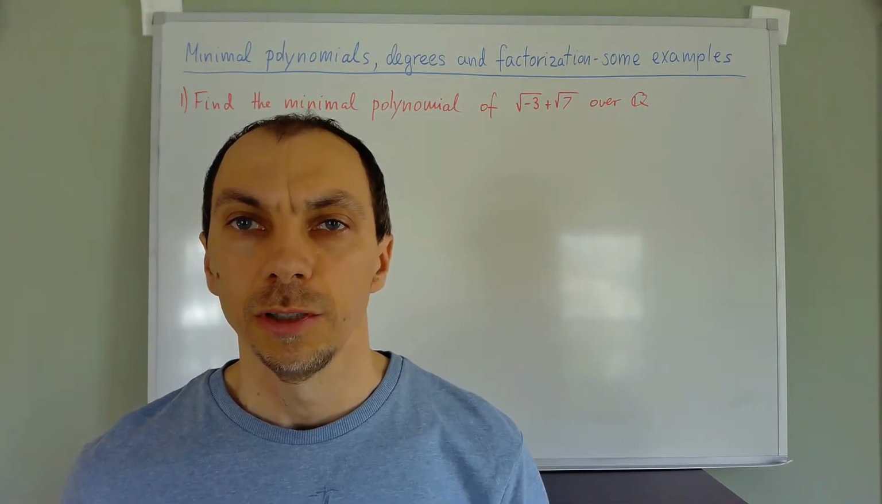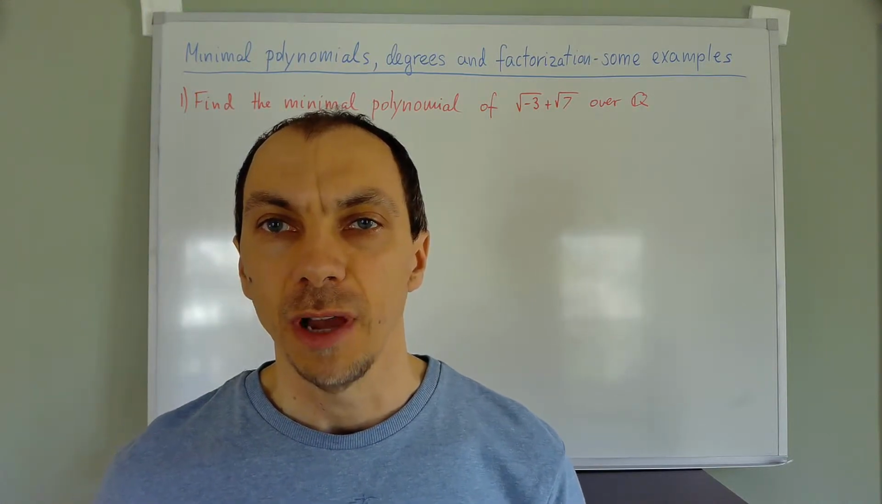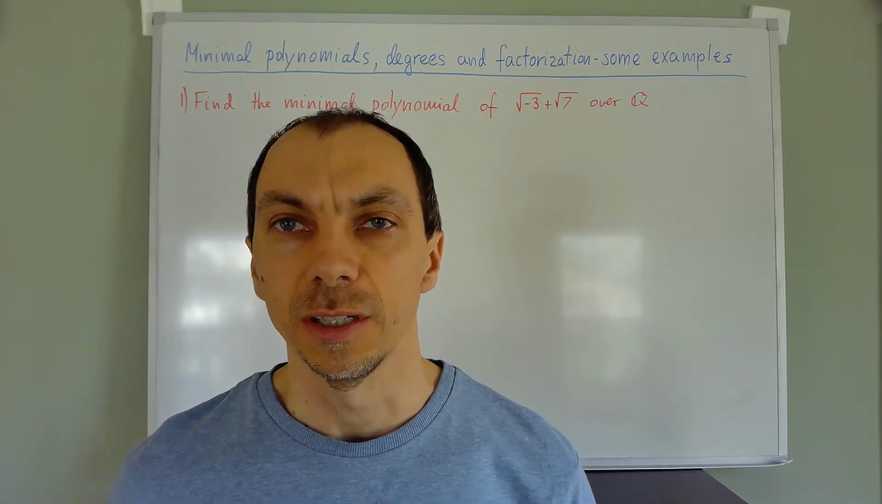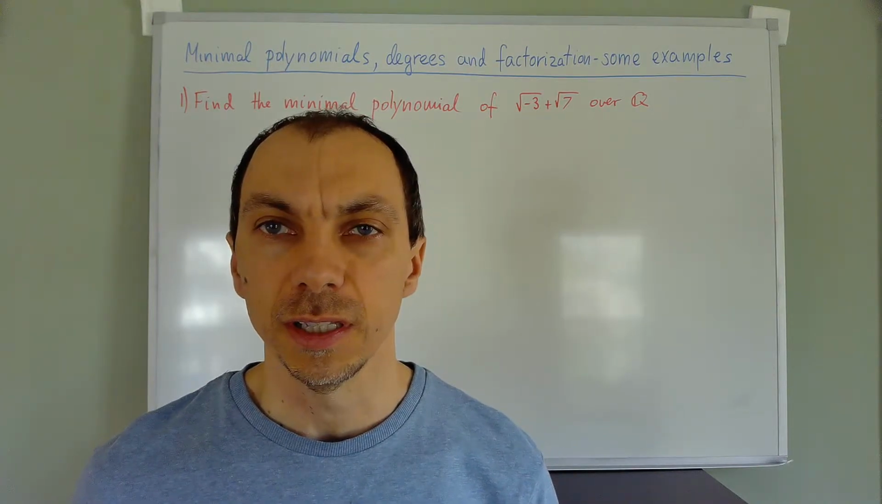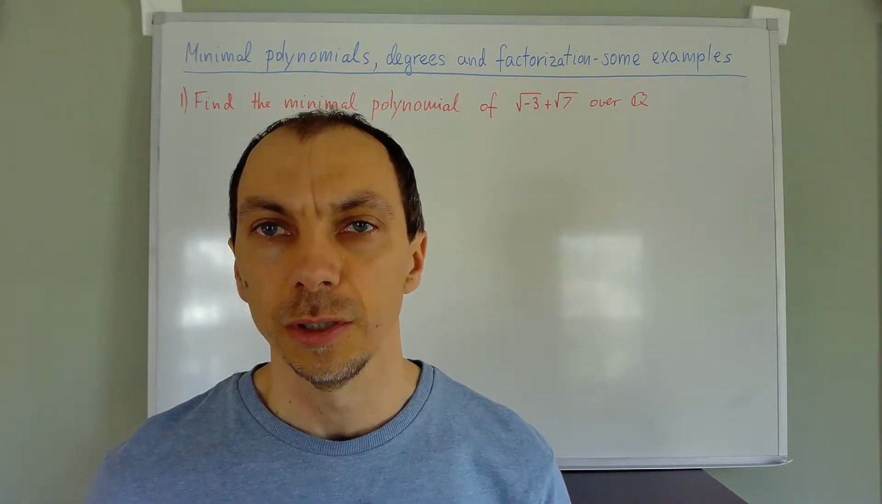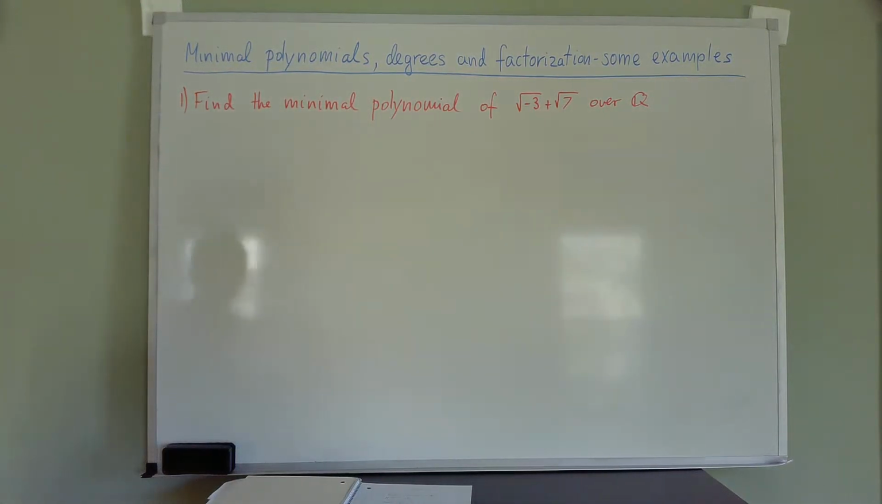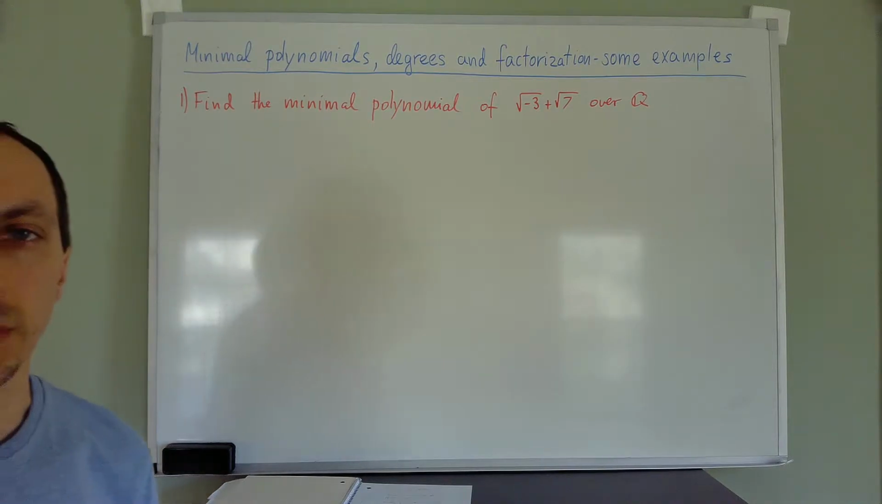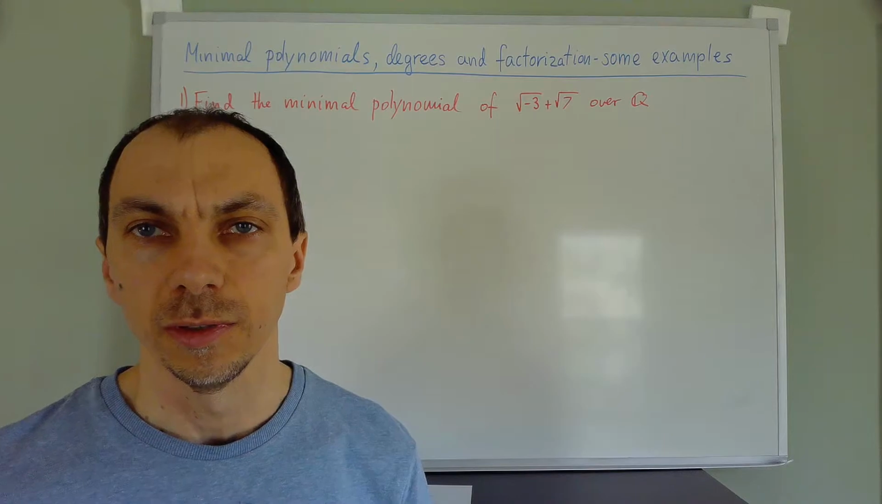Welcome. Today we're going to do some more examples. In particular, I want to answer some questions about, solve some problems regarding minimal polynomials, degrees and factorizations of polynomials into irreducibles using some of the knowledge we gained recently. So the first problem I want us to look at is trying to find the minimal polynomial of radical minus 3 plus radical 7 over Q.